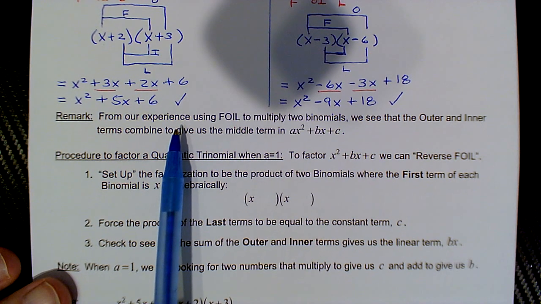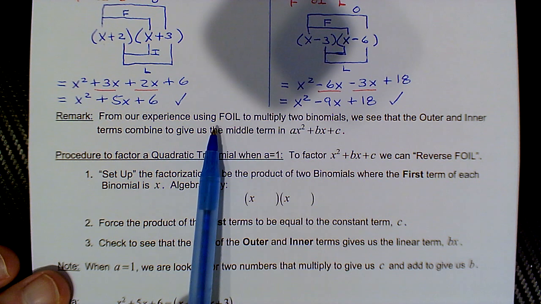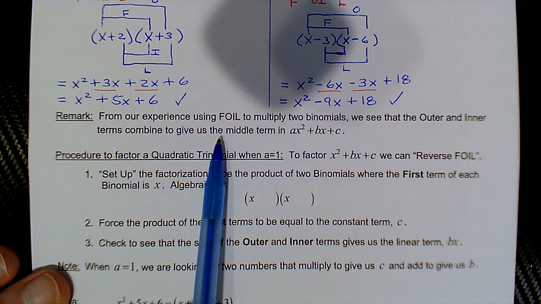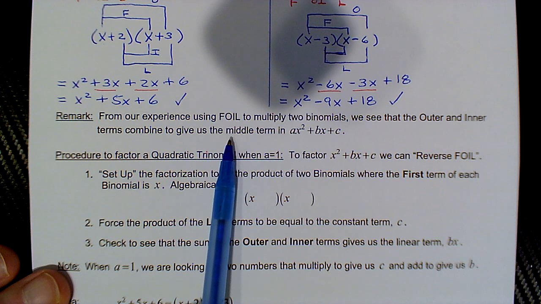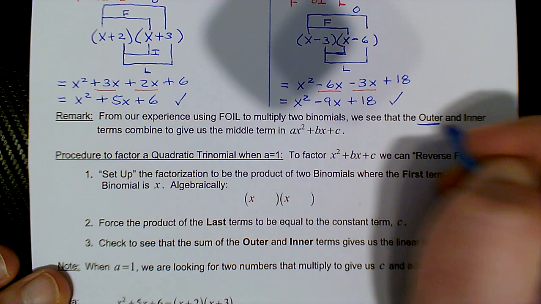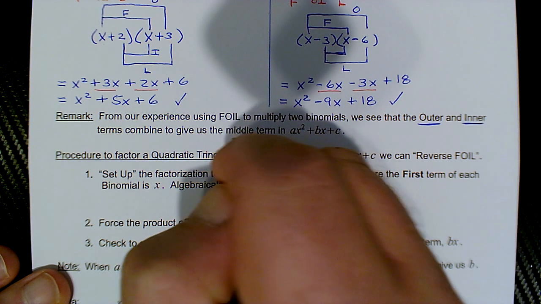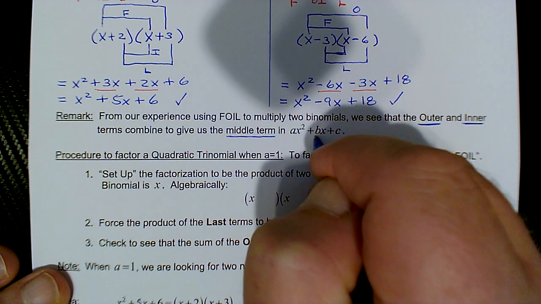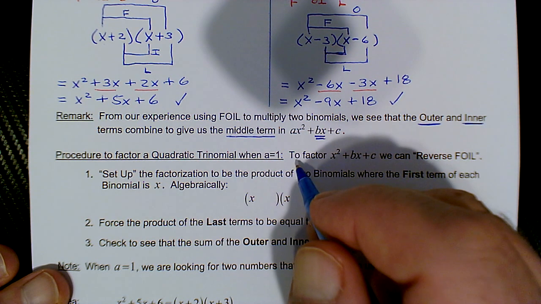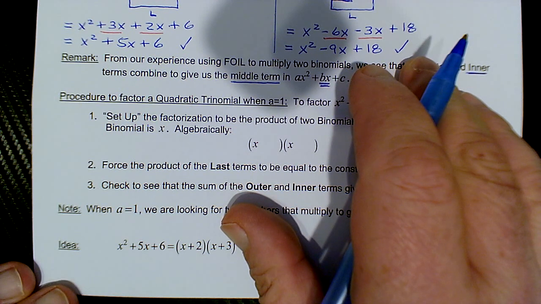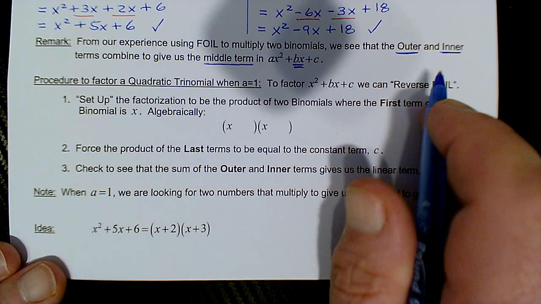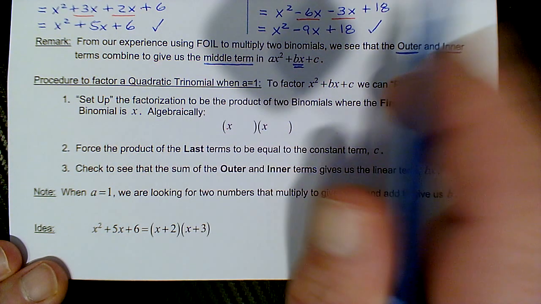So, a little remark here from our experience using FOIL. We see that the outer and inner terms combine to give us the middle term in this quadratic trinomial. So the outers and the inners produce the middle term, the bx in particular. So here's the procedure. And this is when a is equal to 1. We're going to reverse FOIL. Kind of like what we just did. But we're not going to be given the hint.